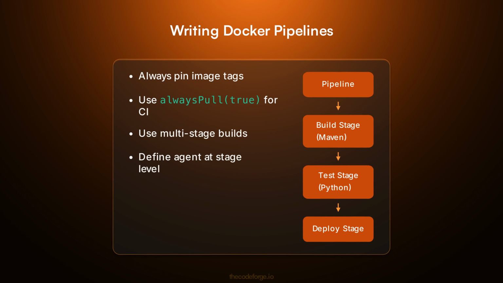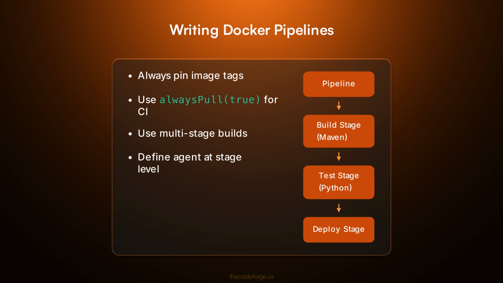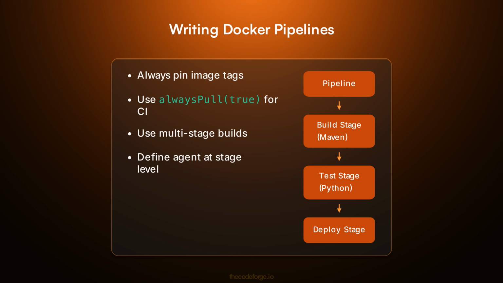When writing Docker-based pipelines, always specify image tags, use alwaysPull true to ensure fresh images, keep Dockerfiles lean with multi-stage builds, and define the agent at the stage level to allow different environments for different stages.